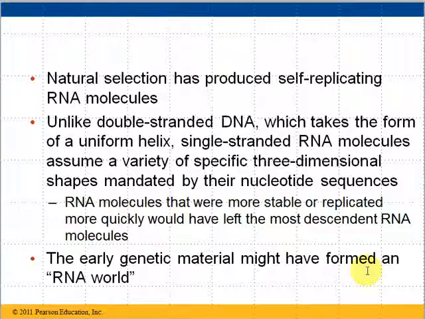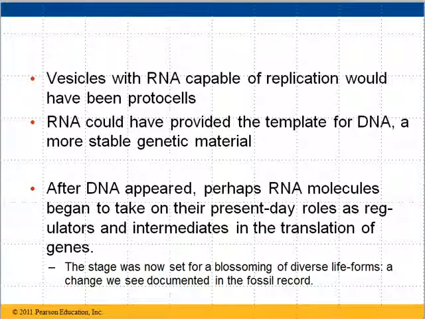These vesicles with RNA capable of replication would have been these protocells, the beginning stages of what we would now call a cell. And then later on, RNA could serve as a template for DNA, which turns out to be a much more stable and robust genetic material. And then obviously that would be favored by natural selection, and so DNA basically became the standard, or the gold standard, the currency of genetic information from one living creature to the next.